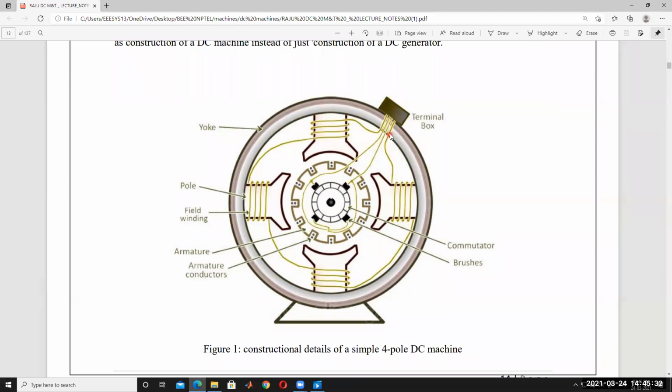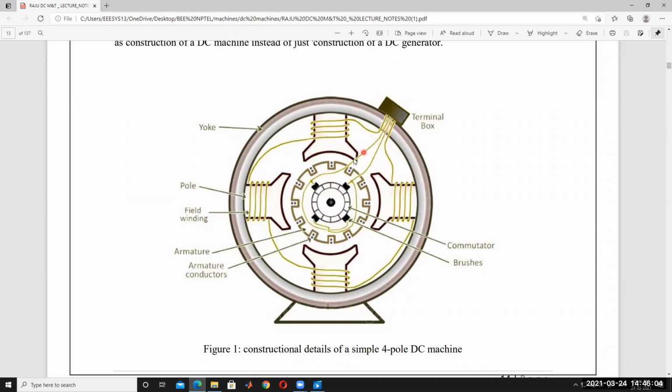This field winding is placed on the pole core. The pole cores are used to hold the field winding. This is called a pole, and this is generally a 4-pole DC machine. This is the pole core and this is the pole shoe. The field windings on the pole core are placed in this manner.